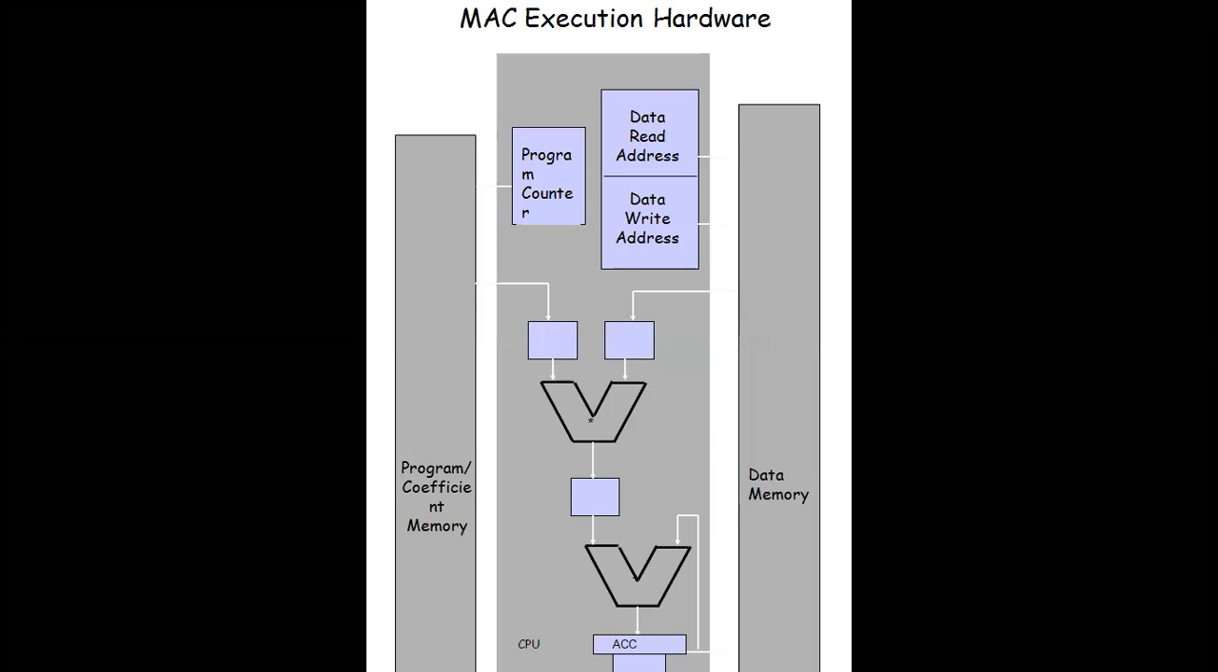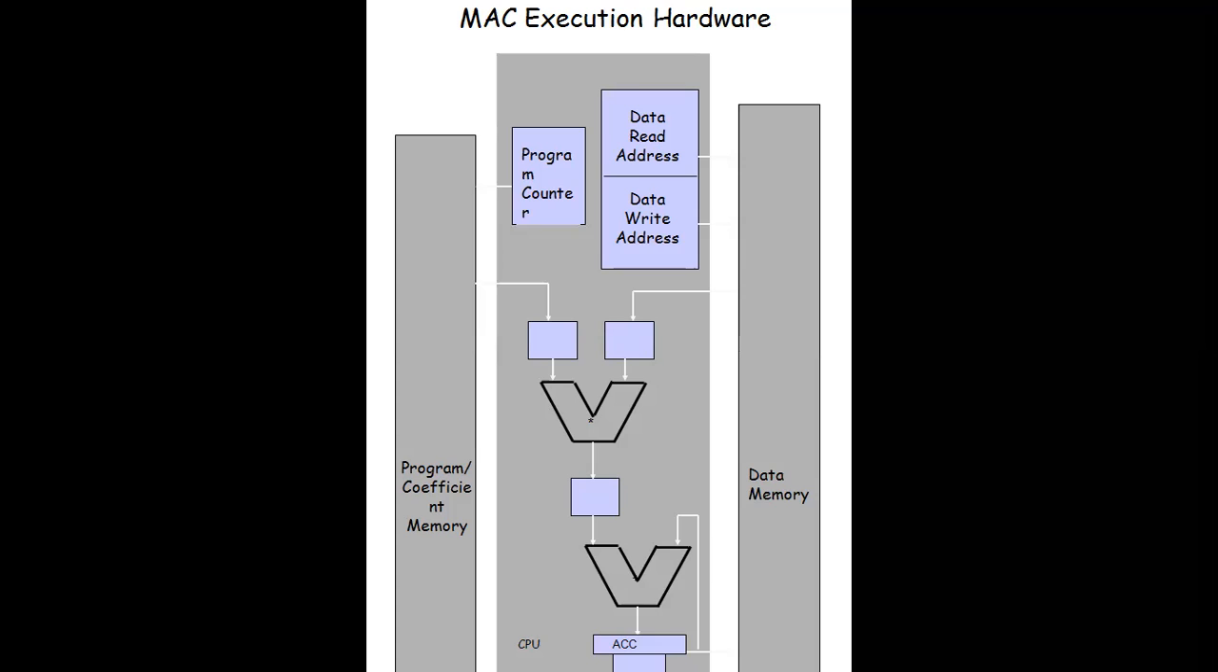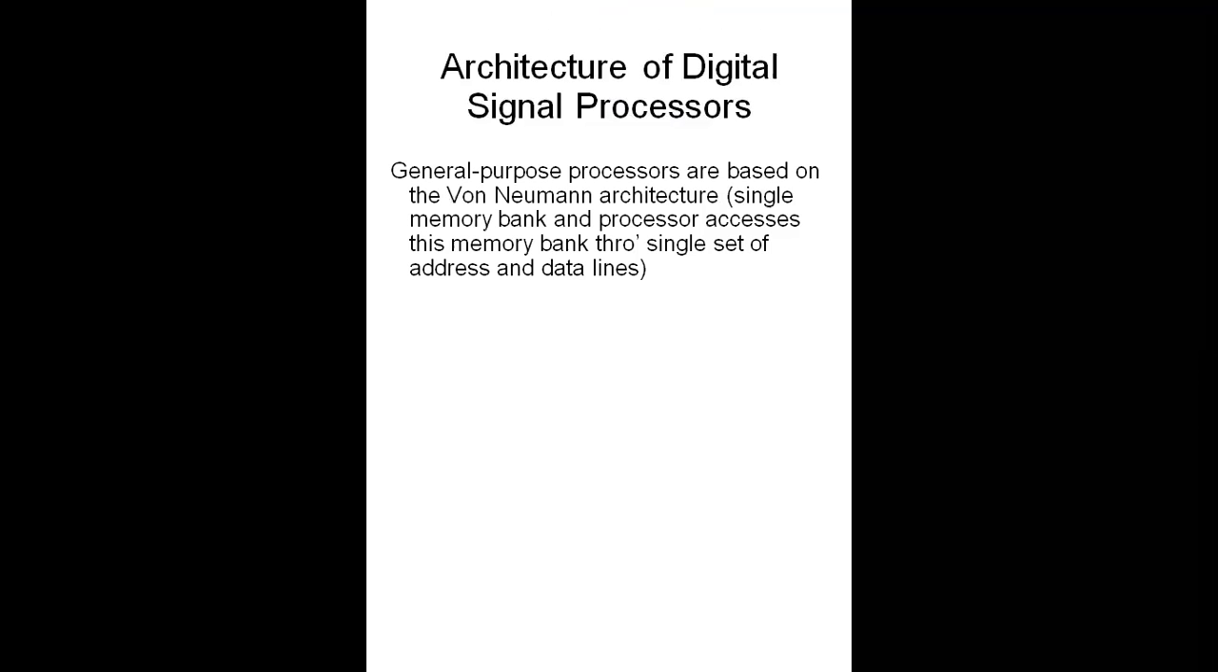We'll have a program counter, data read address, data write address, data memory, accumulators, CPU, and program and coefficient memory. The next thing we have to see is the architecture of signal processors. General purpose software is based on the Von Neumann architecture, which has a single memory bank, and the processor accesses this memory bank through a single set of address and data lines.